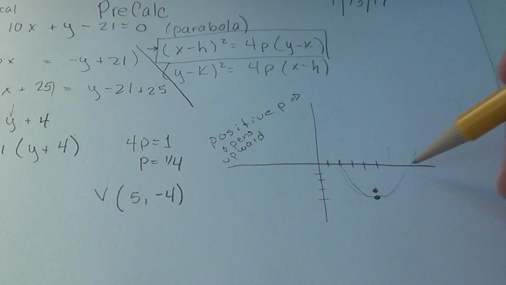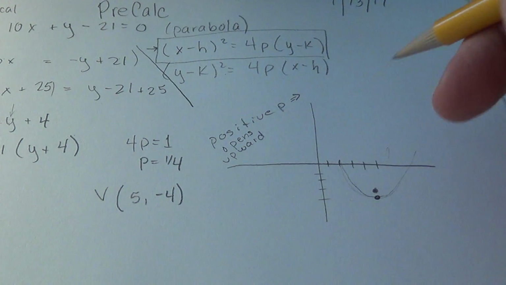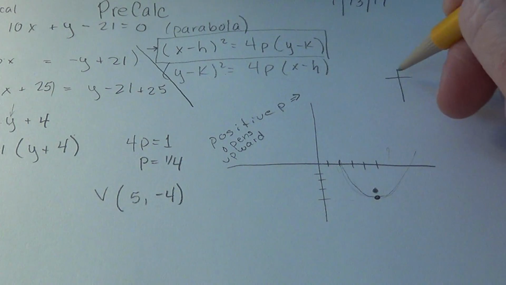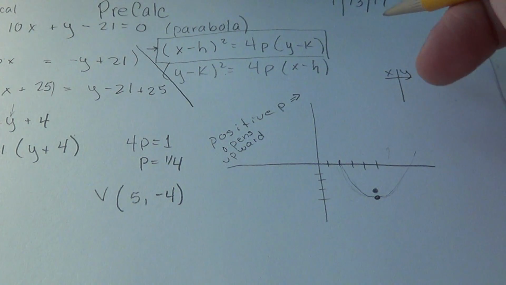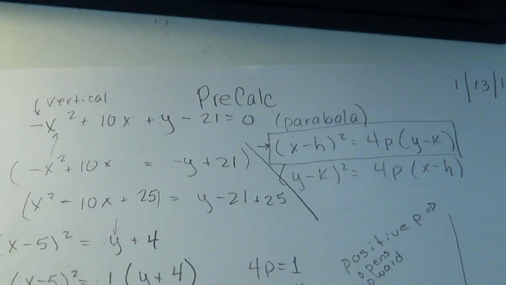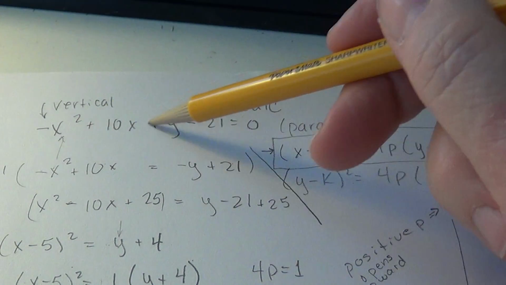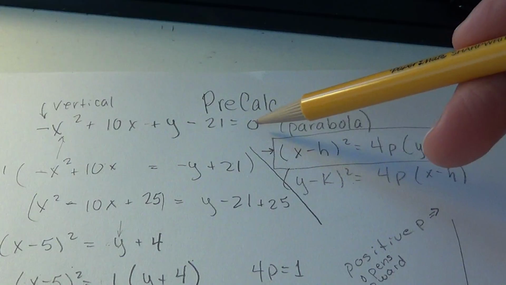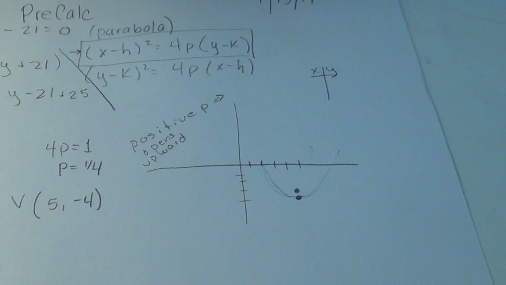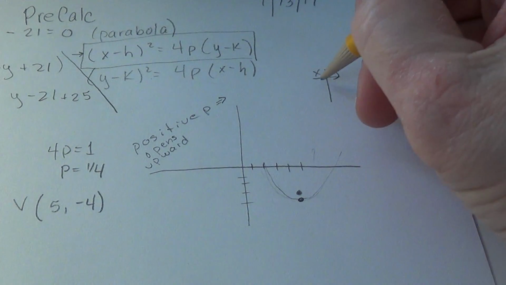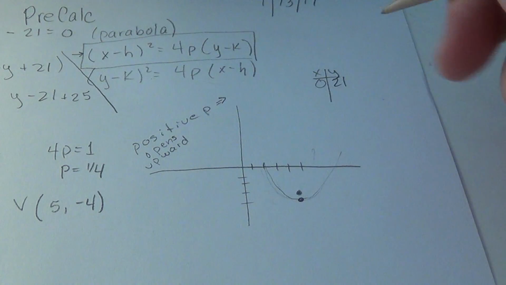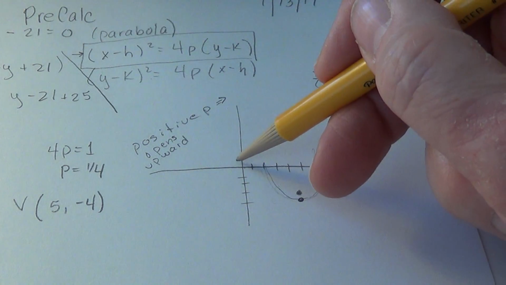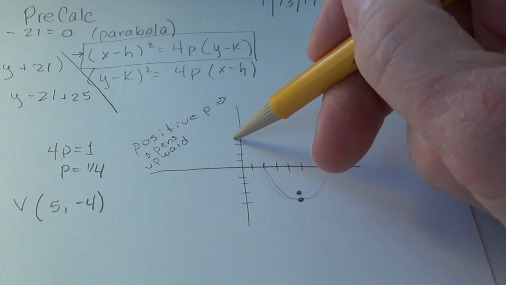Now I just need to know how fat. So that's not the parabola. I'm going to do a table. Put an X, and I'm going to go back to the original and put X is 0, and then I get Y equals 21. When X is 0, Y is 21. So 0, up 21.